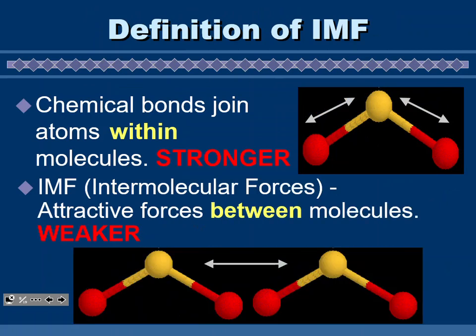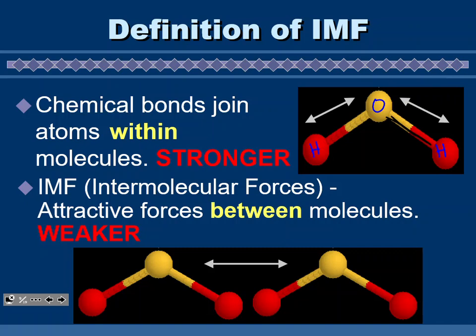Now, chemical bonds join atoms within the molecules. So, for instance here with water, this is an example of water. We have our oxygen. We have our hydrogens. This bond right here, okay, to here, that is a covalent bond. It's called an intramolecular force. Intra because it's inside the molecule itself. Now, that's just a regular covalent bond. That's not what we're talking about here.